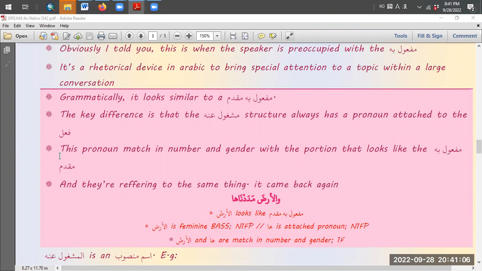Okay. So that's the difference between maf'ul bihi muqaddam and mashghul anhu. Mashghul anhu always has an attached pronoun, the same thing with the maf'ul bihi muqaddam.